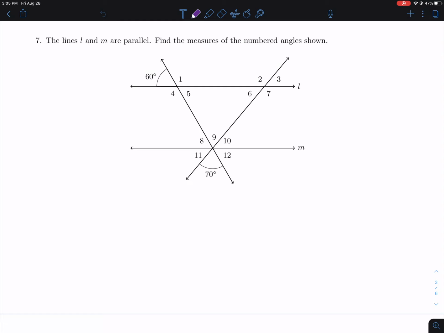vertical angles theorem. We're going to be using the fact that if you add all the interior angles of a triangle, they equal 180. We're going to use the corresponding angles theorem, the alternate interior angles theorem, and same side interior. So lots of different things going on.